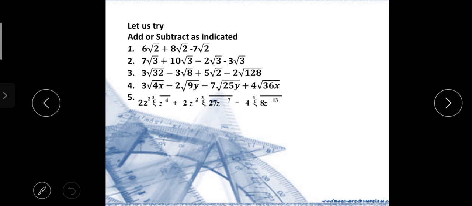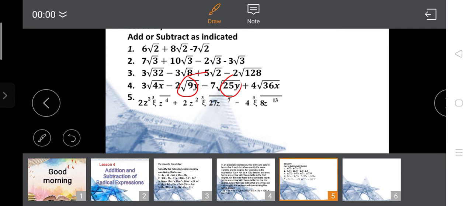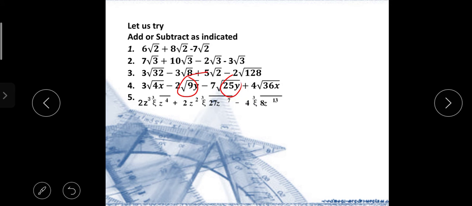Yung next term natin is negative 2 square root of 9y minus 7 square root of 25y. So, ito po yung 9 at yung 25 ay parehong perfect square. So, pareho na natin siyang ilalabas. Ang maiiwan po sa loob ay yung variable na y. So, we have negative 2 and then ang square root ng 9 is 3. So, meron tayong negative 2 times 3 is square root of y.